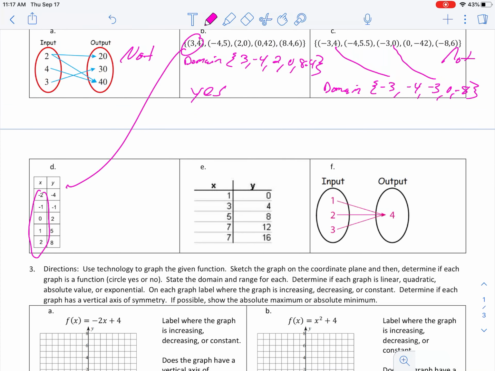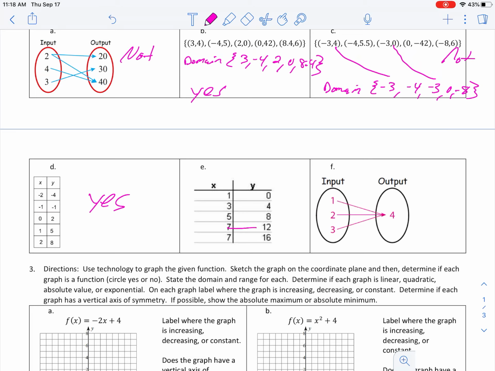They put it into a table of values. If we took those ordered pairs and put them into a table, it's the exact same idea. Look at that domain: -2, -1, 0, 1, 2. Nothing is being repeated. So, whoops, that is a function.